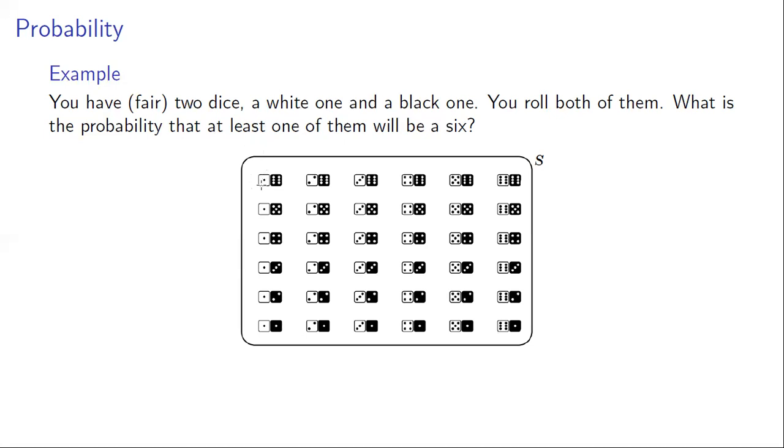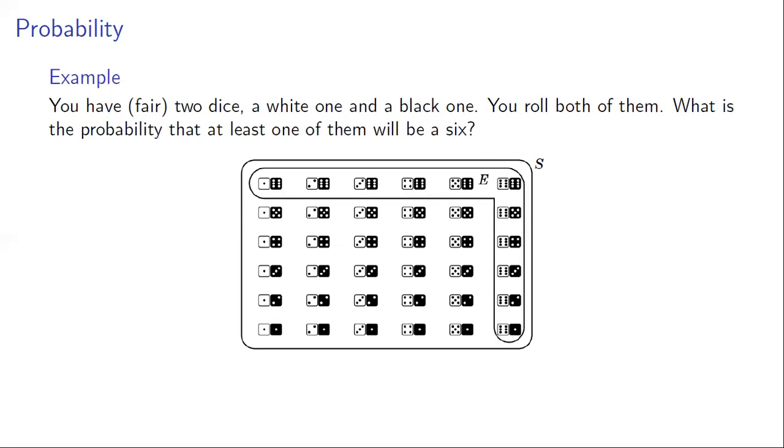So we see here that the top row has all the possible cases where the black die is 6, and also the right column has all the possible cases where the white die is 6. Right, now we also include this corner here where both of them are 6, because that's still in the event that we're looking for. We're looking for at least one of them being a 6, but that includes the possibility that both of them are 6s.